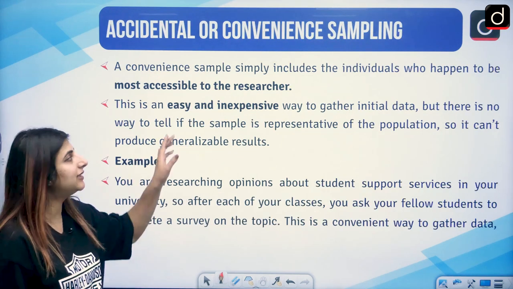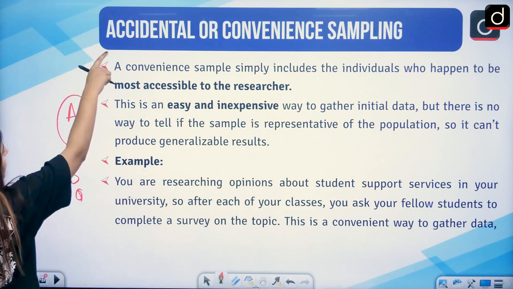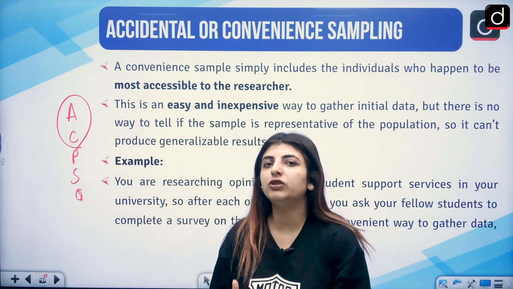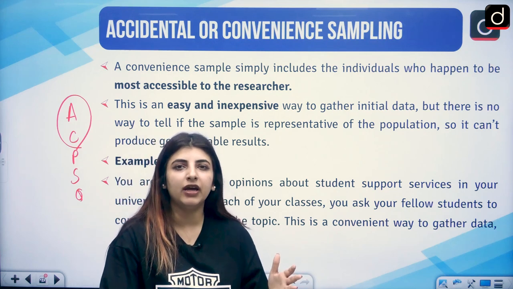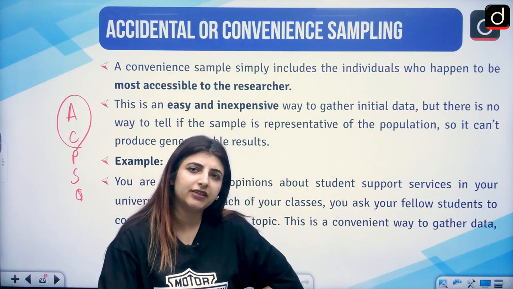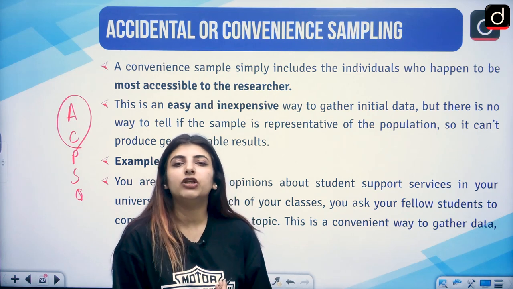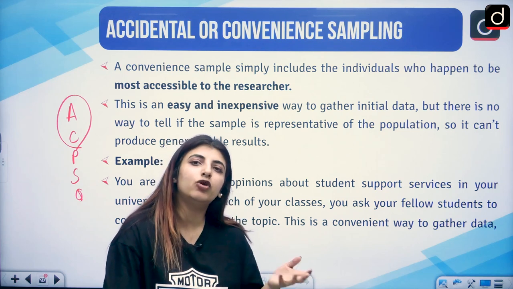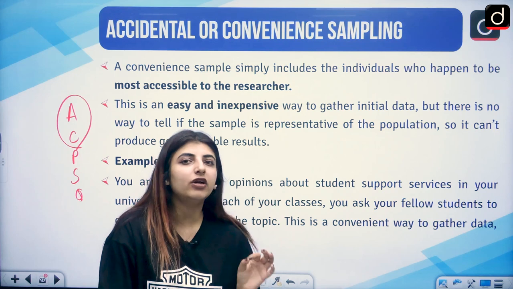Now the first type is accidental or convenience sampling. Accidental or convenience sampling is mostly used in market research. Just for example, let's say I am randomly walking in a street, and I start asking people questions: have you used Surf Excel? Have you used, let's say, Rin? Whatever it is, I am asking for brands of detergents, and some of them will be interested to talk. Some of them will be giving me the answers. Some of them won't. But I am choosing the sample according to my convenience. That is what accidental or convenience sampling means.